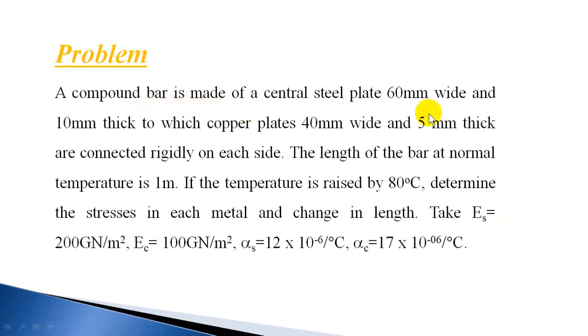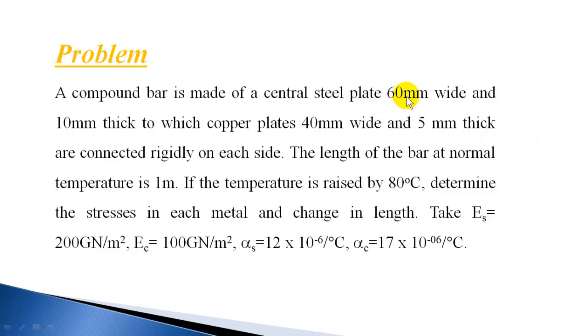A composite bar is made of a central steel plate 60 mm wide and 10 mm thick, to which copper plates of 40 mm wide and 5 mm thick are connected rigidly on each side. The length of the bar at normal temperature is 1 meter. If the temperature is raised by 80 degrees centigrade, determine the stresses in each metal and the change in length. ES value is 200 giganewton per meter square, EC is 100 giganewton per meter square, alpha S is 12 into 10 raised to minus 6 per degree centigrade, alpha C is 17 into 10 raised to minus 6 per degree centigrade.